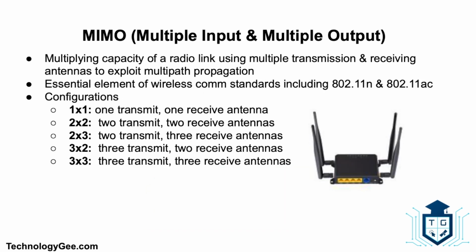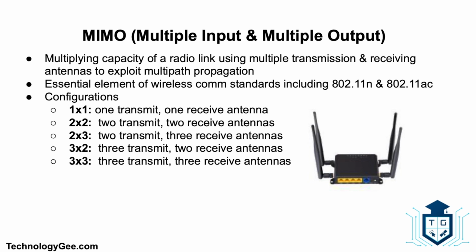Let's talk about MIMO, or multiple input and multiple output. MIMO is a method for multiplying the capacity of a radio link when using multiple transmission and receiving antennas to exploit multipath propagation. MIMO has become an essential element of wireless communication standards such as 802.11n and 802.11ac. Some smartphones and tablets simply use the term MIMO if they support 2 or more 802.11n and AC streams, and MIMO devices are available in the following configurations.